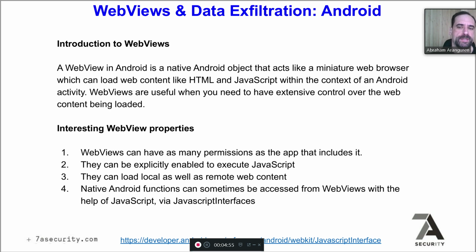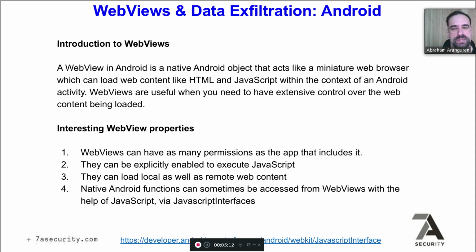A web view is basically a small browser that the application has. A web view is going to have as many permissions as the application that includes it. They can be explicitly enabled to execute JavaScript and can load local files as well as remote web content, depending on the settings.